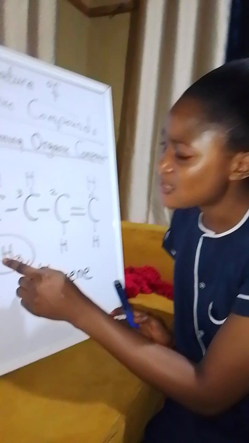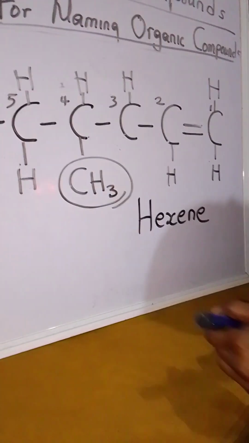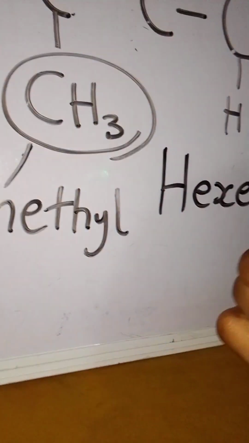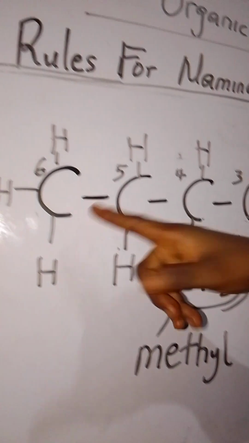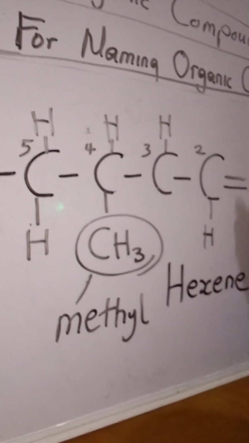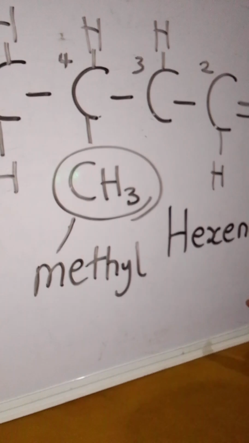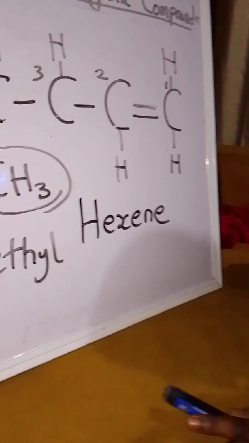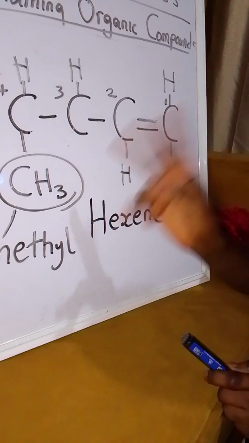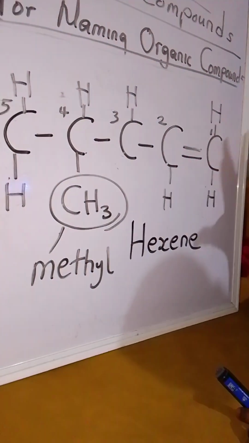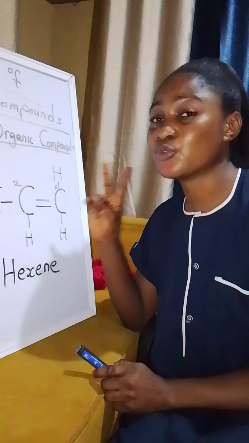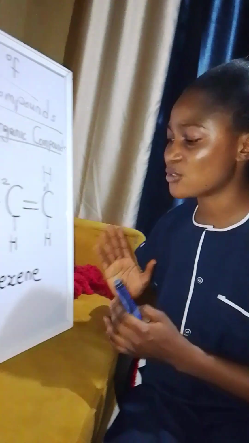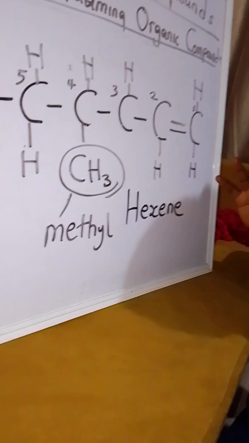Now, this is CH3. CH3 is methyl. So we are going to write it out: methyl. Do we have any other substituent here? No. That means the only substituent aside from the double bond is the methyl. Now we want to combine the methyl and the hexene, which is the fourth rule. What we just did here is to name the substituent available in this carbon chain. That is rule number 3. And the last rule, rule number 4, is to combine the names together, the parent name and the substituent.